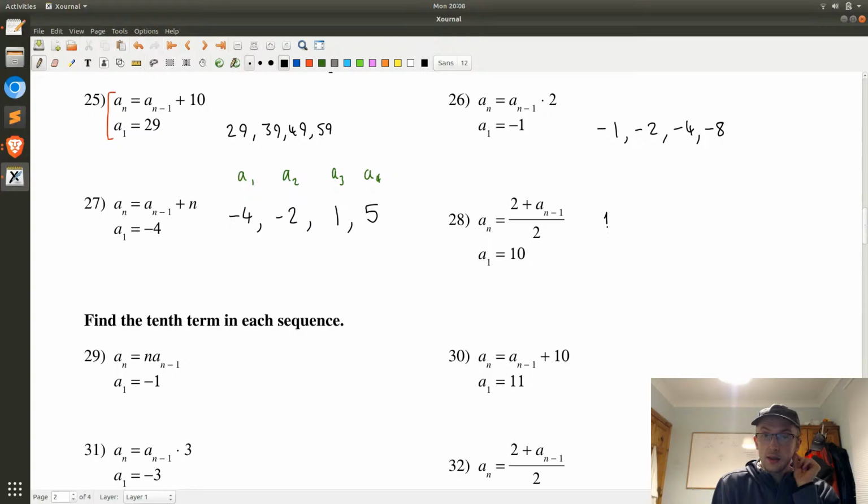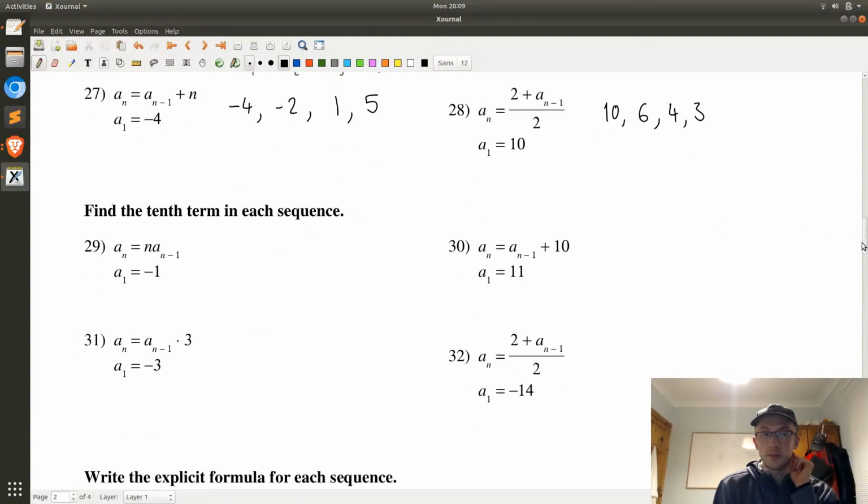Okay, here, start with 10. That's A1. What about A2? Well, A2 is going to be 2 add 10, which is 12, divided by 2. So 12 divided by 2 is 6. What about A3? That's going to be 2 add 6, which is 8. And 8 divided by 2 is 4. What about A4? That's going to be 2 add 4, which is 6. And 6 divided by 2 is 3.